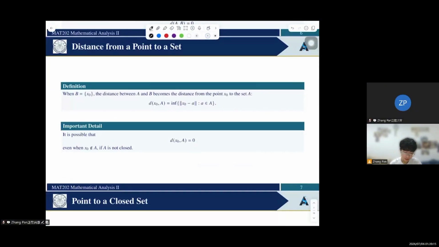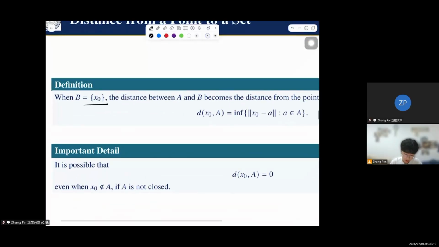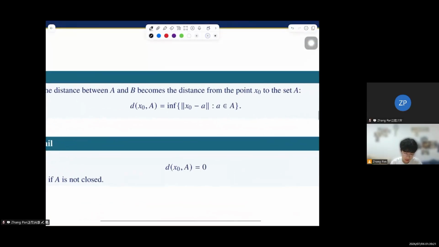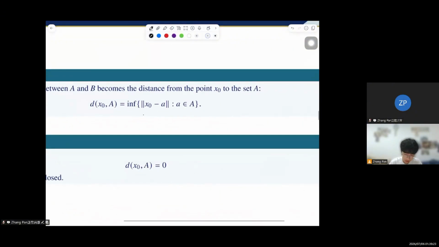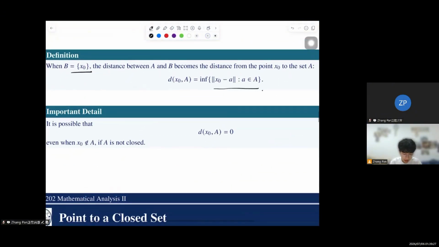Now we consider a special case. If one of the sets is just a single point, x0, then the distance from x0 to a set A is defined like this. This formula measures how close the point x0 can get to the set A.